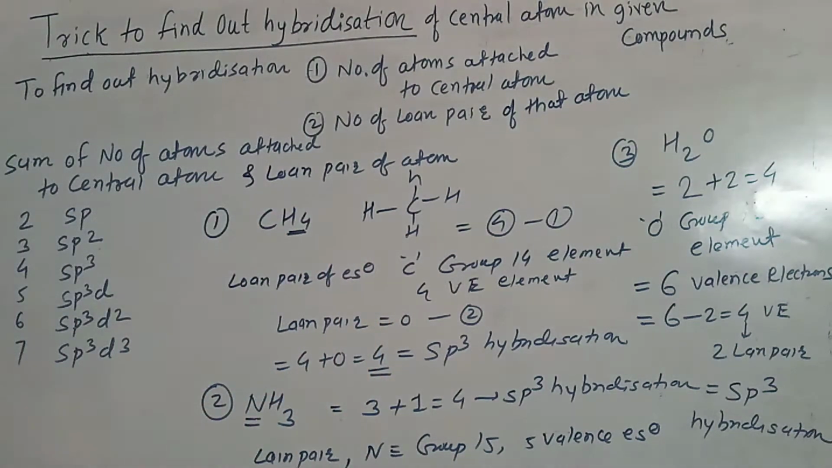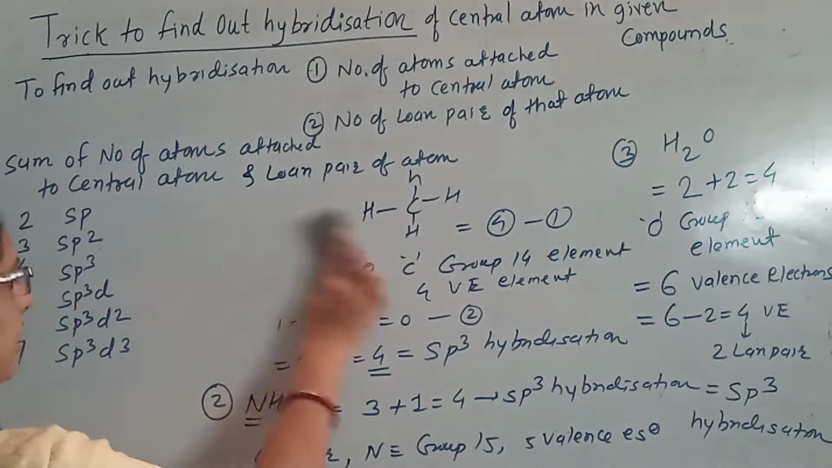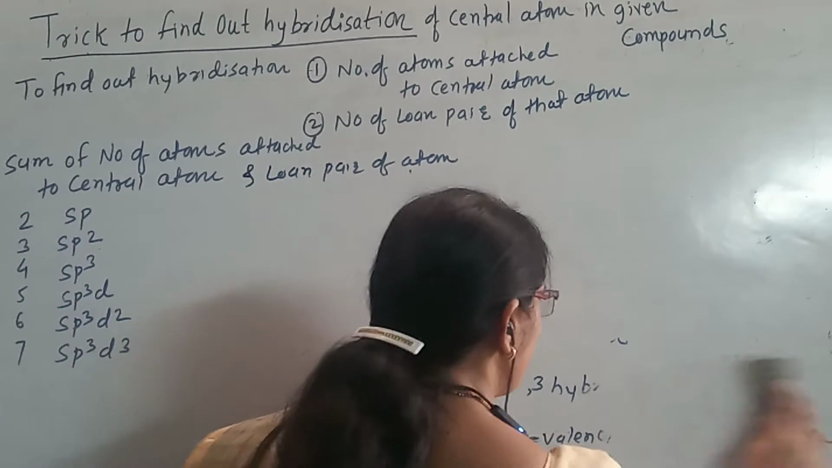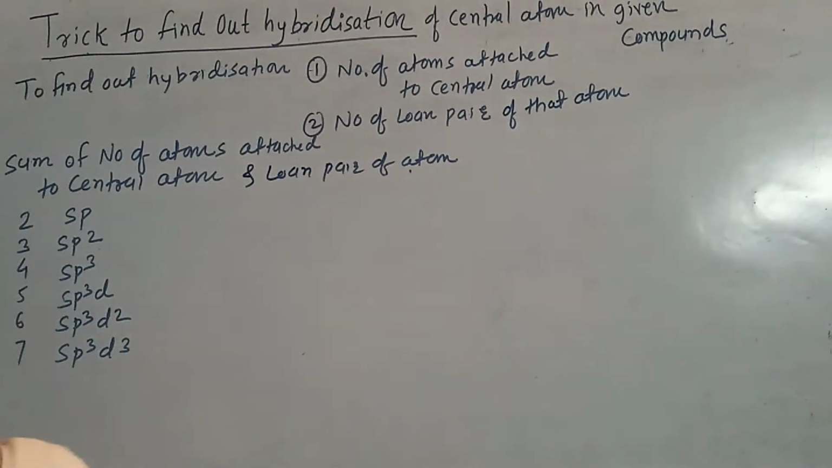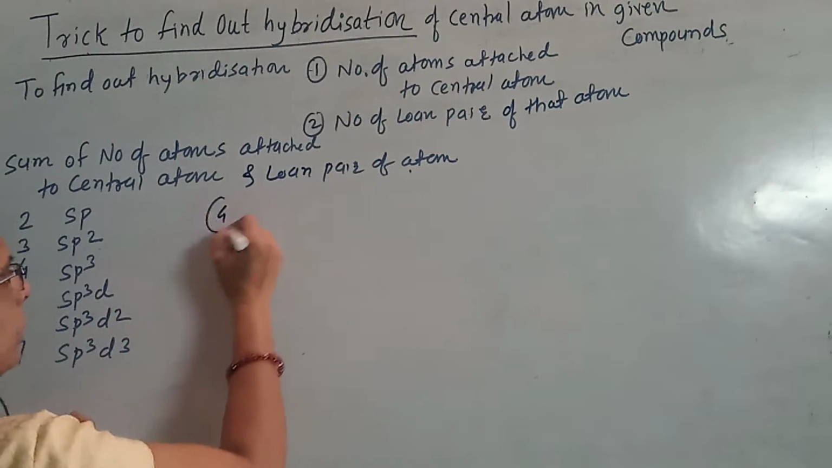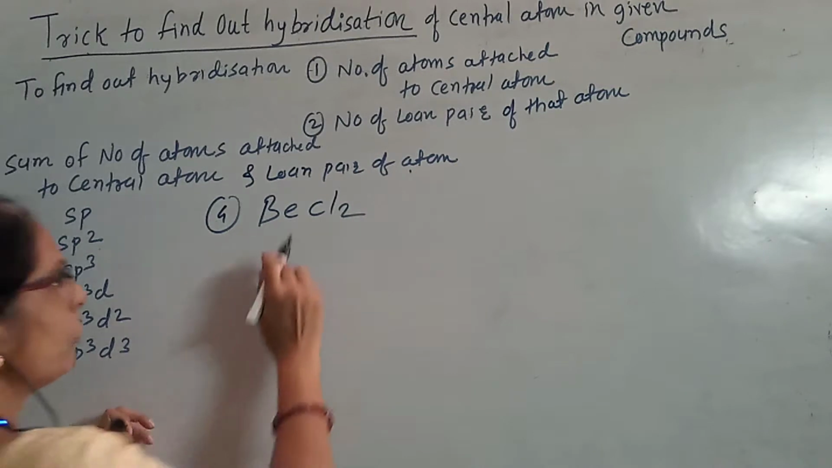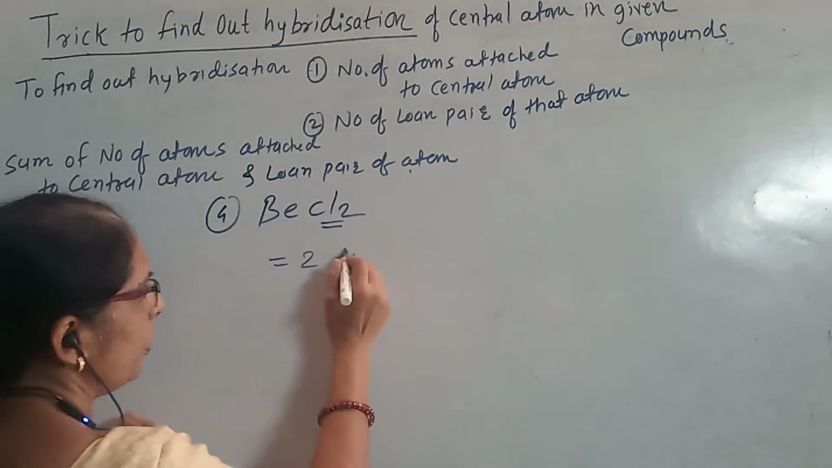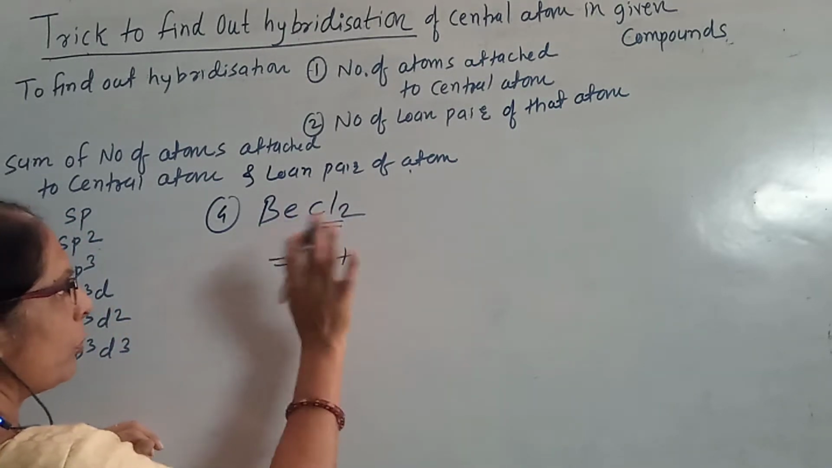Now let us consider example number 4. Suppose you consider a very common and simple example as BeCl2. Now look at what happened in BeCl2. The number of atoms attached to beryllium is 2. Okay, 2 plus, we have to find out the lone pair. So again, beryllium chloride, not boron, beryllium chloride.